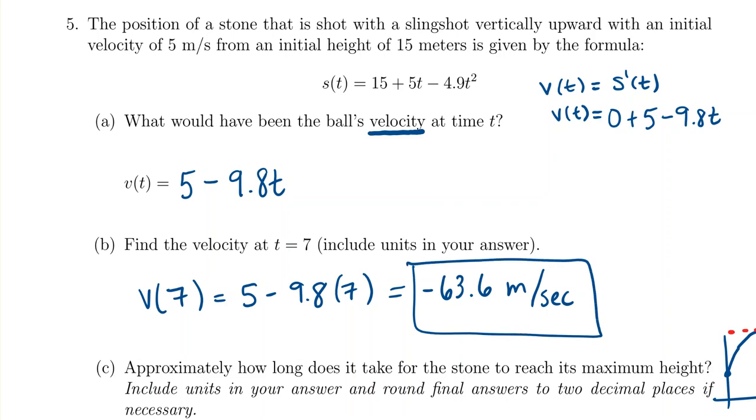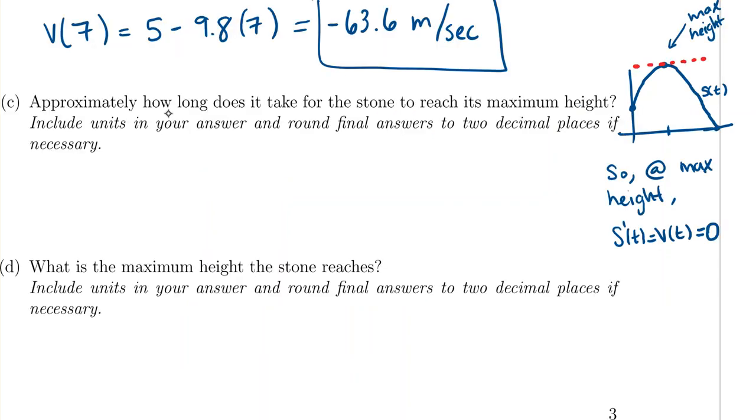Now let's look at subpart C. In subpart C, we're asked approximately how long does it take for the stone to reach its maximum height. Include units of your answer and round to 2 decimal places if necessary. So this is a picture of our original expression. So S of t, the stone is thrown upward from an initial height, reaches some max height, and then comes back down to the ground. Now at this max height, what we could notice is the slope at the max height is the slope of this horizontal line, which is 0.